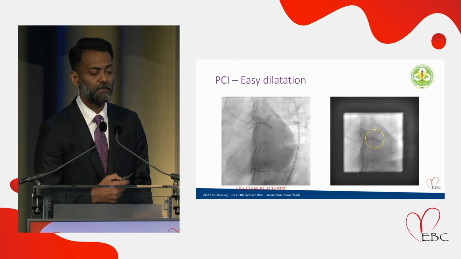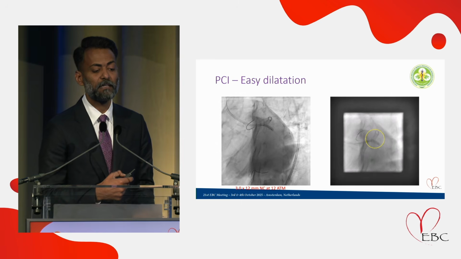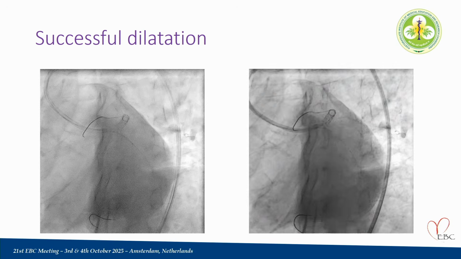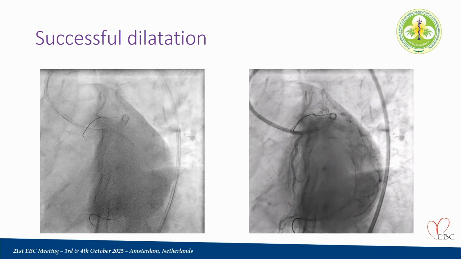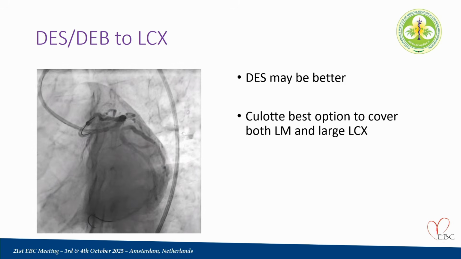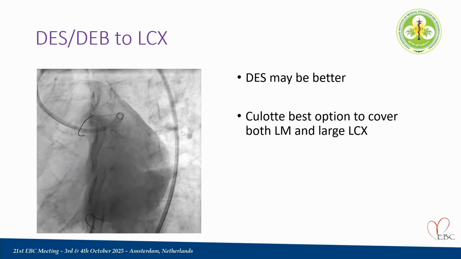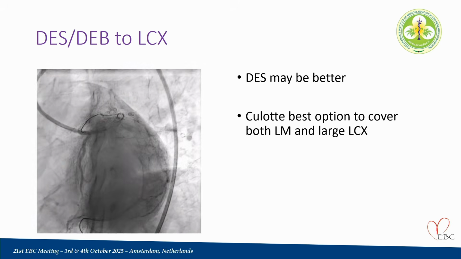And after that, our 3x12 NC balloon opens very easily at 12 atmospheres, so we are able to dilate the circumflex ostium. And then we achieve a very good dilatation at the ostium of the circumflex. And at this point, you can have a debate whether we should put a DEB, since the pre-dilatation result is acceptable, or we should convert it into a culotte.